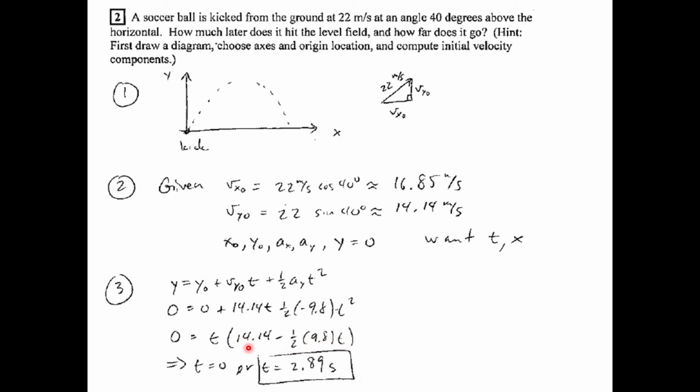I didn't show it here in my solution, but set the thing in parentheses equal to 0 and solve for t. And that's a linear equation. You don't have to do any quadratic formula stuff. You get t equals 2.89 seconds.